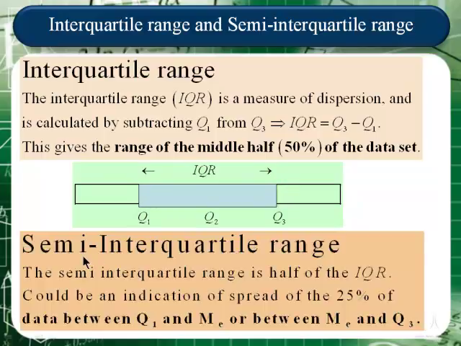While the semi-interquartile range is defined as half of the interquartile range. So half of that. If we draw a line here, then this could be an indication of the spread of 25% of the data values between Q1 and the median, or 25% of the data values between the median and Q3.